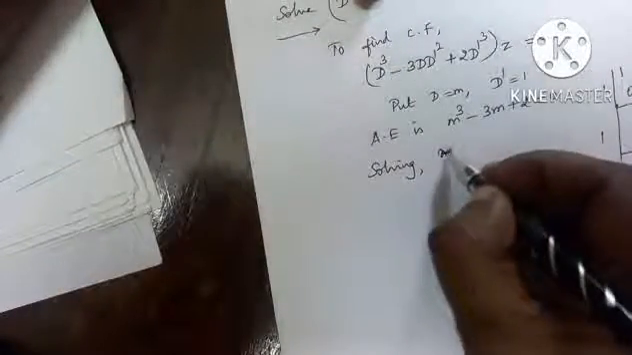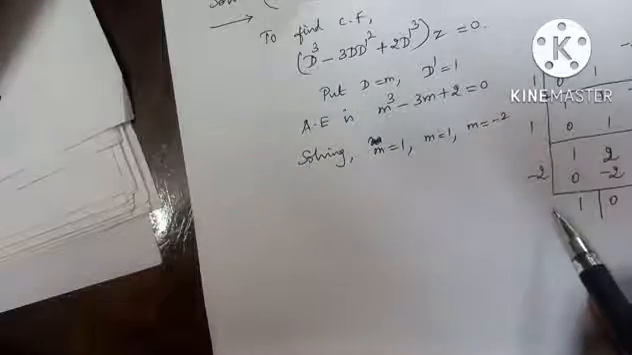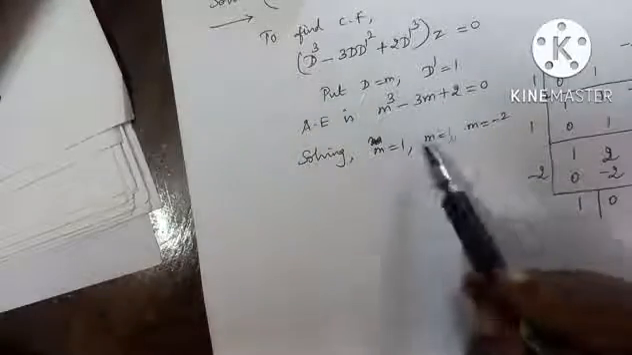1, 1, minus 2. Solving, you will get the roots: the roots are 1, 1, minus 2. 2 repeated roots and 1 non-repeated root. 2 roots are repeated here, right?